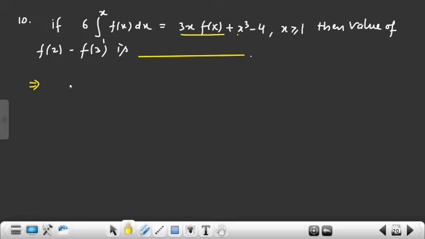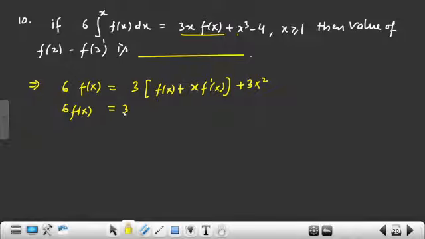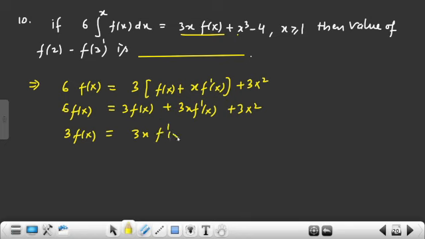So let's use that. 6 f(x), and x differentiation is 1. The 1 I cannot put because the differentiation of 1 is 0. So 3, here we have to use the product rule: x differentiation 1 into f(x), plus x f dash x, plus 3x square. So now 6 f(x) equals 3 f(x) plus 3x f dash x plus 3x square. So this is 3 f(x) equals 3x f dash x plus 3x square. 3 is common, so f(x) equals x f dash x plus x square, right?